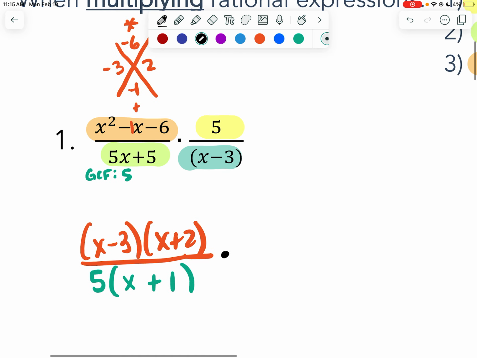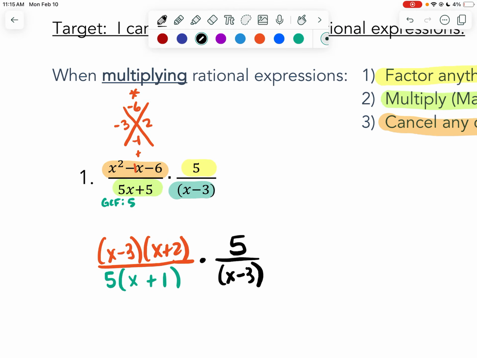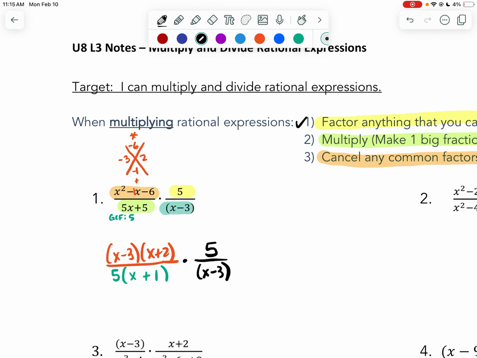Well, when I go to the right, I have a 5 on top. Can't do anything with that. And then x minus 3, I can't do anything with that either. So I'm just going to leave it. Okay, so that's step 1. I factored everything I can factor.